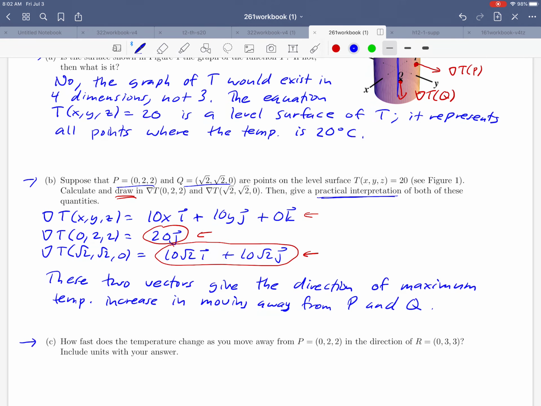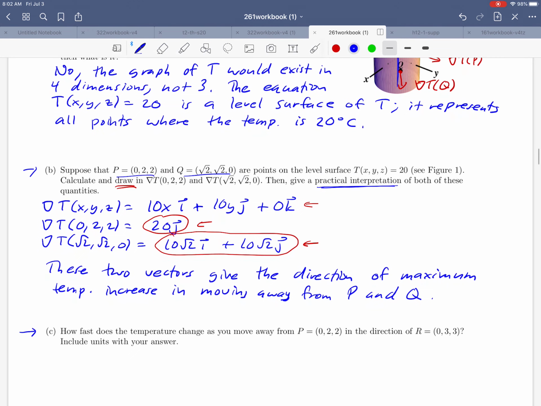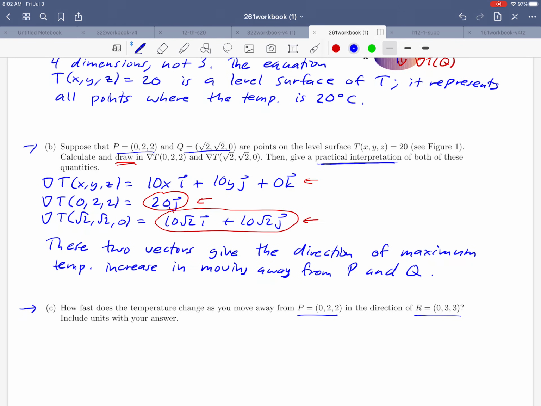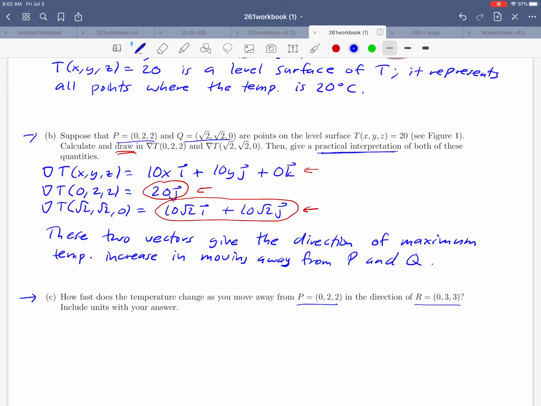All right, and finally, we are ready for part C. They ask us how fast does the temperature change as we move away from the point P, 0, 2, 2, in the direction of R, 0, 3, 3. You might recognize this as asking us for a directional derivative. It's just asking us how fast does the temperature change in a particular direction. So I'm going to write that down notationally. We'd like the directional derivative of T at the point 0, 2, 2.